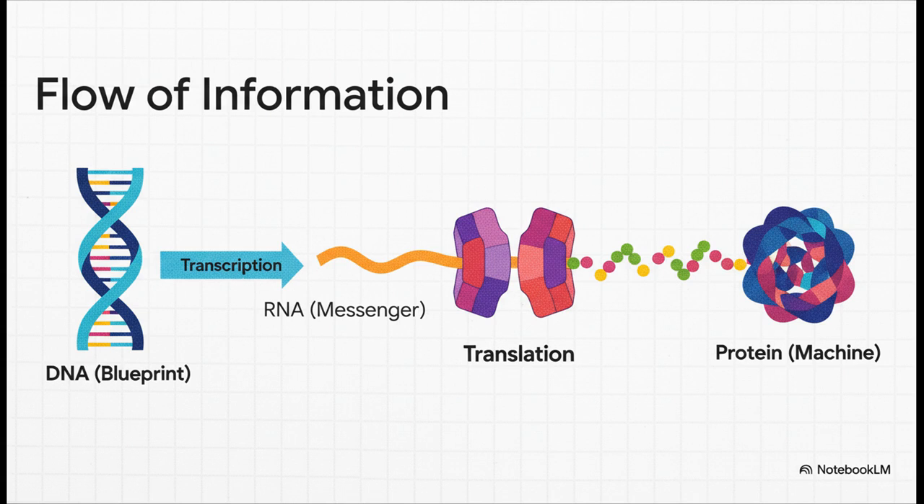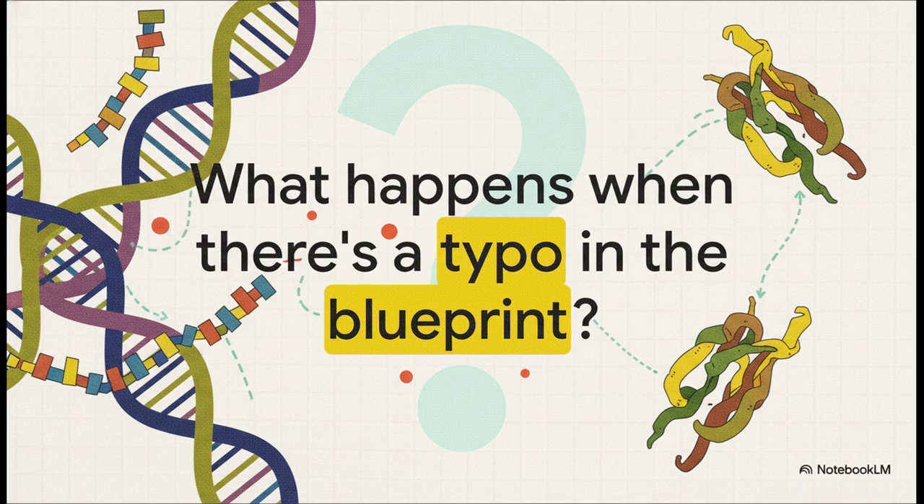It's beautiful. This entire process, this beautiful flow from DNA to RNA to protein, is what biologists call the central dogma. You can think of it as the fundamental operating system for every single living thing on this planet. It's elegant, it's efficient, and it is almost always perfect. Which leaves us with one final and really crucial question. What happens when it's not perfect? What happens when there's just one tiny typo in that master blueprint?